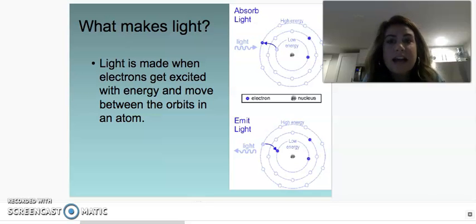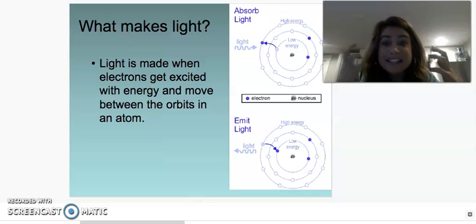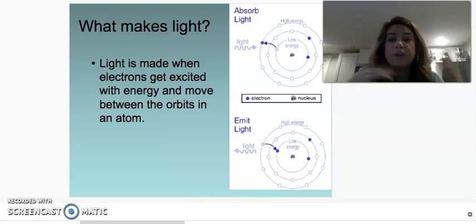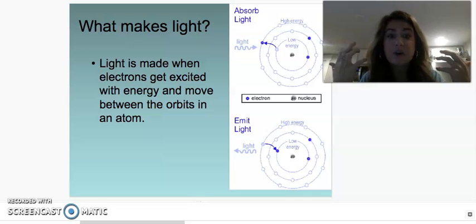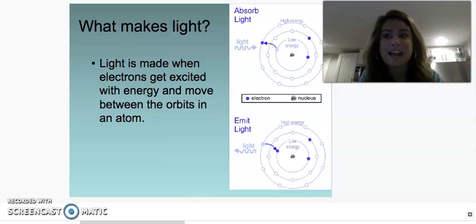What makes light? Light is made when electrons get really excited with energy and move between the orbits of an atom. Remember when we talked about atoms in the periodic table, we talked about how there are different orbits. When that light is absorbed and emitted, we are then able to see light.